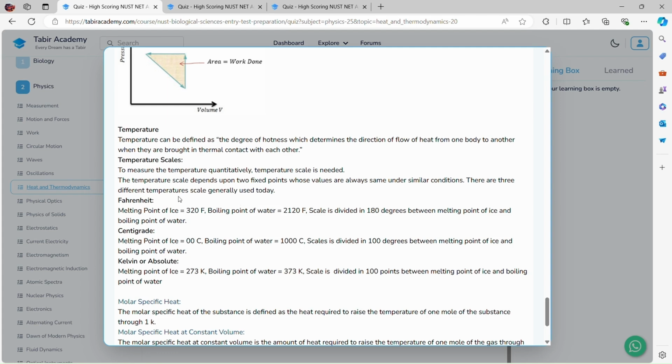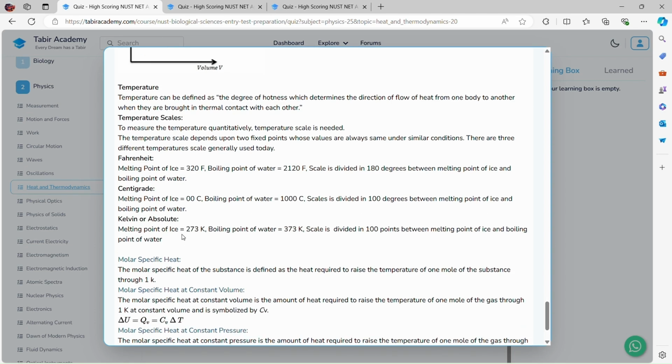There are three different temperature scales generally used today. Fahrenheit: melting point of ice equals 32 degrees Fahrenheit, boiling point of water equals 212 degrees Fahrenheit. The scale is divided into 180 degrees between melting point of ice and boiling point of water. Celsius, or centigrade: melting point of ice equals 0 degrees Celsius. Boiling point of water equals 100 degrees Celsius. The scale is divided into 100 degrees between melting point of ice and boiling point of water.